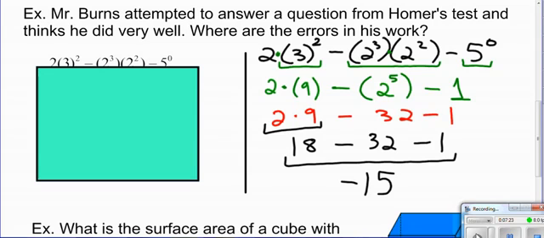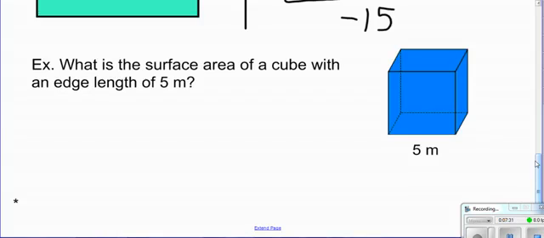Okay, what is the surface area? Oh, your favorite. I know you love surface area so much. That's why I gave you this example. So it says, what is the surface area of a cube? So we know that all the side lengths are the same because it's a cube. Everything is 5 meters. So a cube with an edge length of 5 meters.